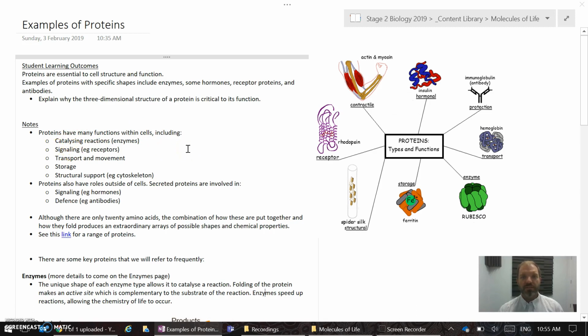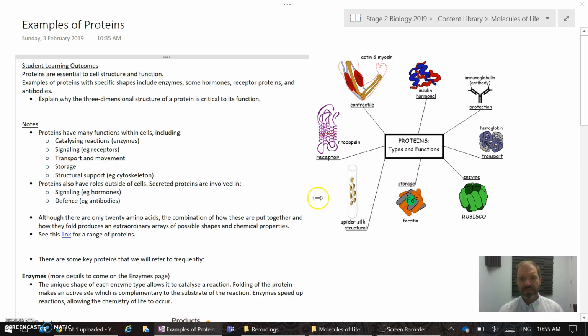Signaling, in terms of if a message needs to go from somewhere in the body to somewhere else, or somewhere in a cell to somewhere else, chemical signaling through proteins is very important. Transport of things inside the cell, or movement within the cell. So when muscles work, what that actually is, is proteins moving inside a muscle cell, and all of those muscle cells together will help to move your arm. So even things like running, that's about proteins moving tiny amounts at the cellular level.